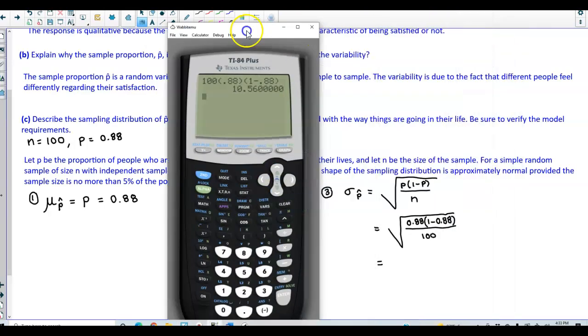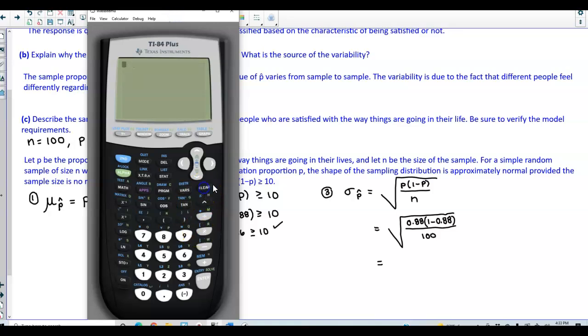So my recommendation is when you do order of operations, do what's inside first and then take the square root. So in the numerator, we have 0.88, and then we're going to multiply that by 1 minus 0.88. Hit enter, and then divide it by 100. Okay, so now we're going to take the square root of this value. So we're going to take the second square root of this answer.